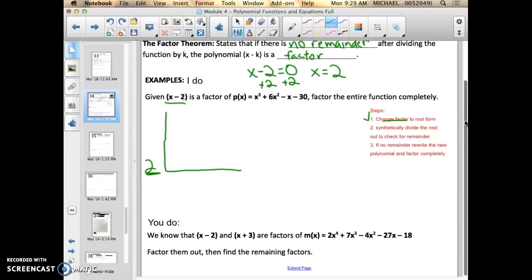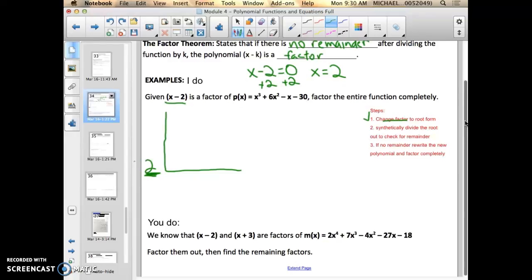If it says evaluate or divide out and it gives you a factor, you should know that you have to change from factored form to root form. If it gives you just a value, x equals a number, you can just use that number and put it here because it's already in root form. So please keep that in mind as you're working through these types of problems.